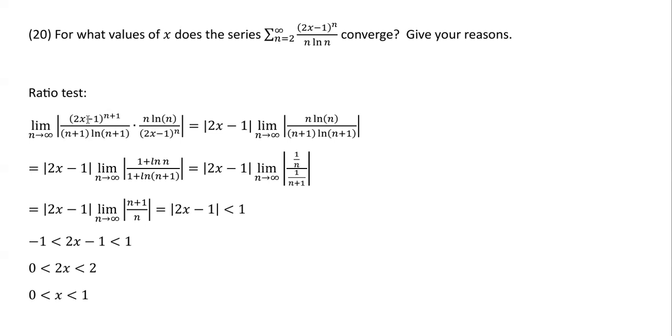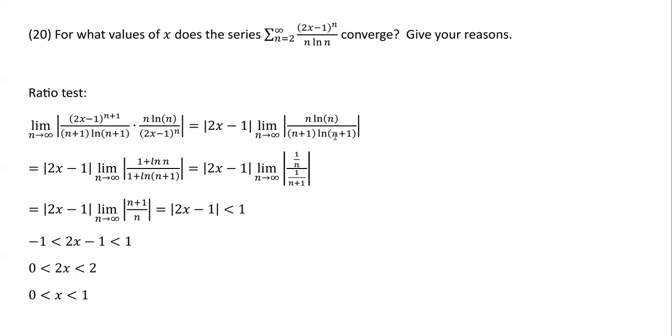So as usual, look at what can simplify. These 2x minus 1 to the n plus 1 divided by 2x minus 1 to the n, you can subtract the power. So you have it to the first power, which we can bring out in front. This doesn't depend on n, so it's like a constant, but we don't know the value of x, so we've got to keep the absolute values. Now, these remaining terms we can't really simplify. Okay, so how do we evaluate this limit?